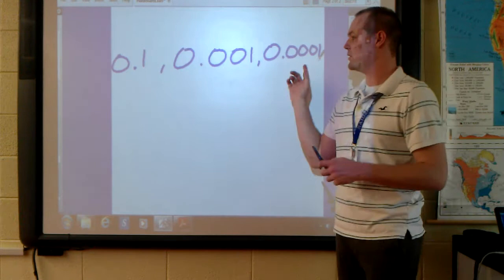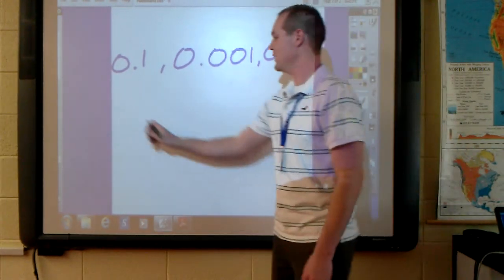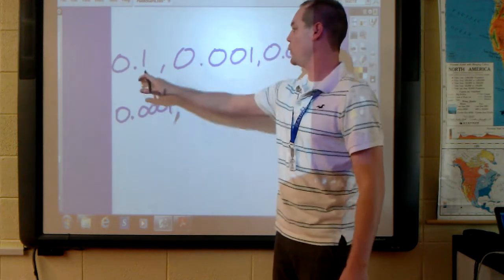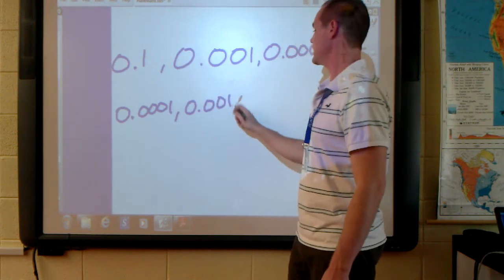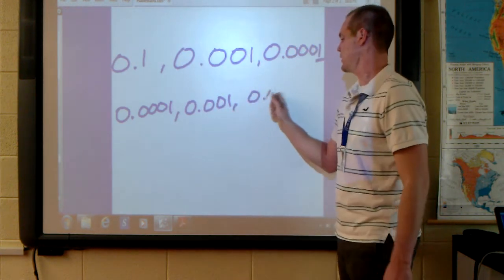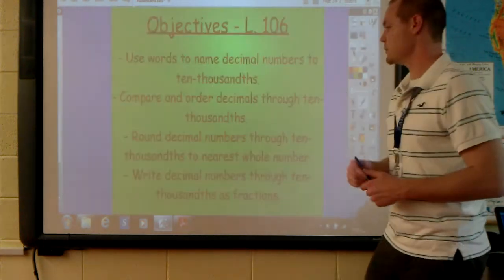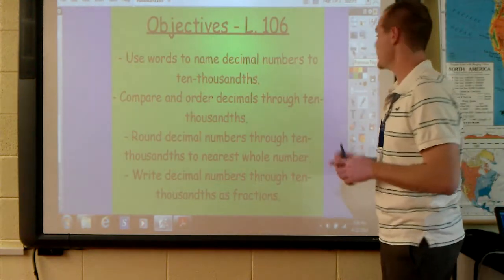We will then order these from least to greatest. Of course, 1/10,000th is the smallest. 1,000th would, of course, be a little bit bigger than that. And then 1/10th would be the largest number in this set of three numbers. Next objective, we have round decimal numbers through 10,000ths to the nearest whole numbers.